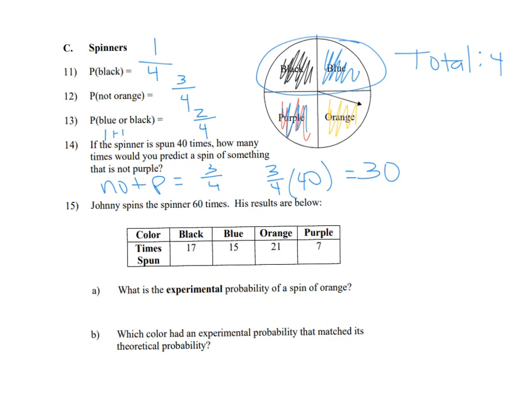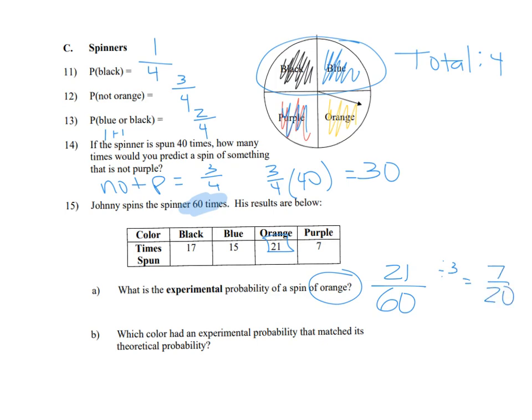All right, now we're going to do the experimental. So this is not theoretical. This is based on what actually happened. What is the experimental probability of spinning an orange? So orange was 21 out of a total of 60 times, right? And then again, I can simplify, divide by 3. We get 7 out of 20.